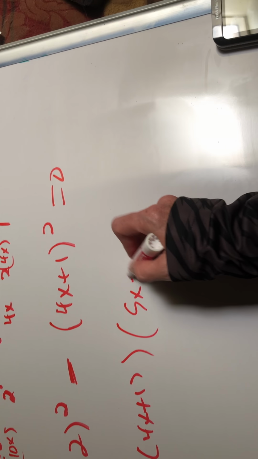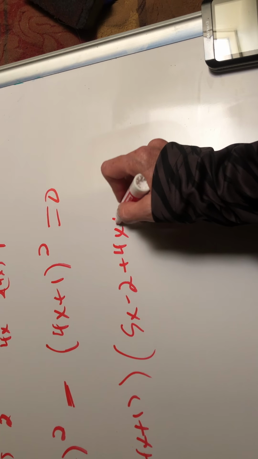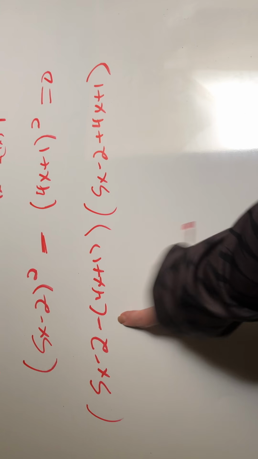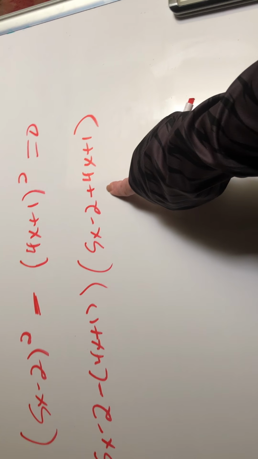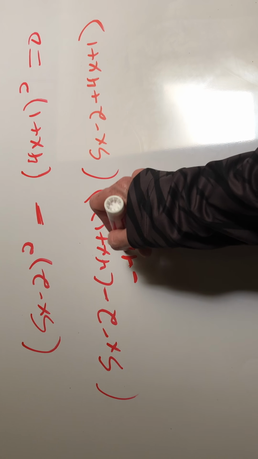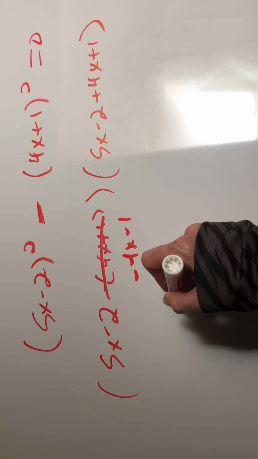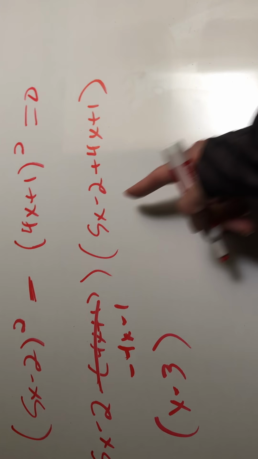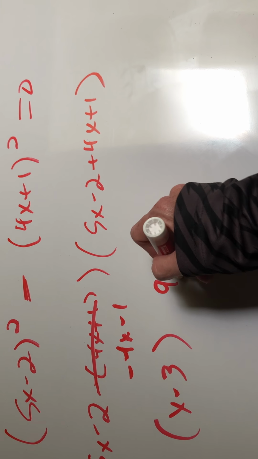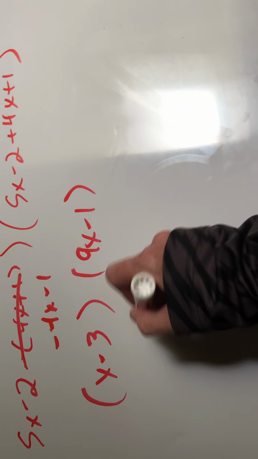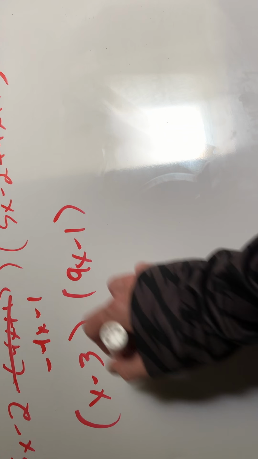And then 5x minus 2 plus 4x plus 1. So I just take the two factors, the 5x minus 2 and the 4x plus 1. I put a subtraction sign between them. I put an addition sign between them. And now I combine like terms. So this would be negative 4x minus 1, which would be x minus 3. And then here 5x and 4x is 9x minus 1. So then now my answer is 3 and 1 over 9.